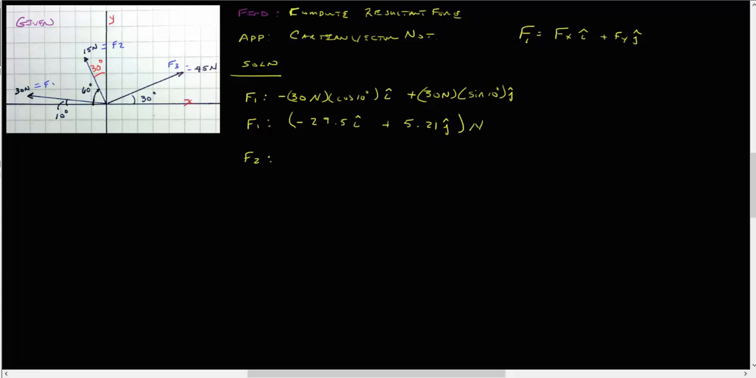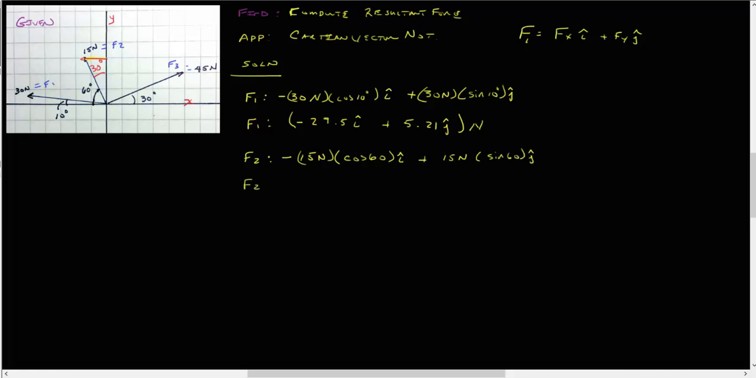So force 2 then, again my x is going negative, so it's going that way. So force 2 is going to be negative 15 newtons times cosine of 60, again my i, plus 15 newtons times the sine of 60, and that's in my j.